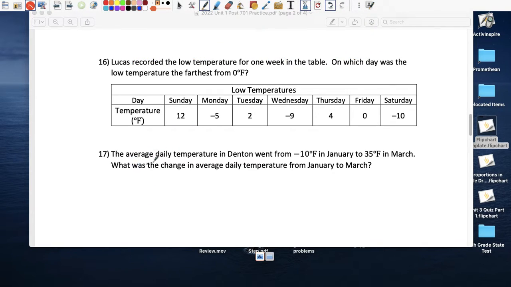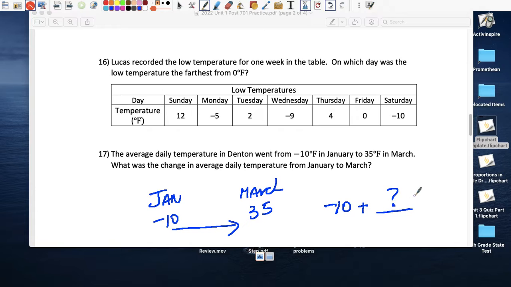17. The average temperature went from negative 10 in January to 35 in March. So did it go up? So it went that way, right? It increased. How much did it increase from January to March? So think about it. It's negative 10 plus something equals 35. So what is this number? That's what you focus on. So negative 10 plus this unknown value equals 35. Well, we know it's going to be positive, right?